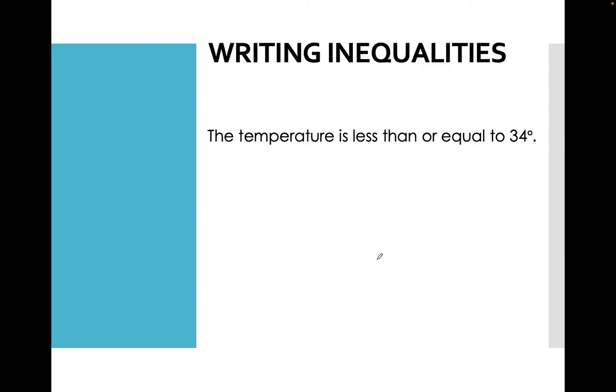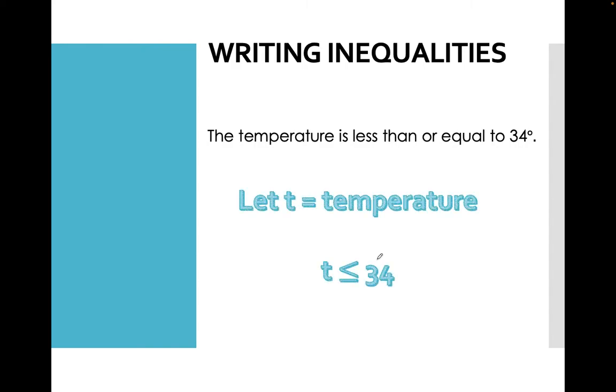This next example says the temperature is less than or equal to 34 degrees. We will let T equal our temperature, and our keyword or words are less than or equal, which would use the symbol as shown down here below. T is less than or equal to 34.